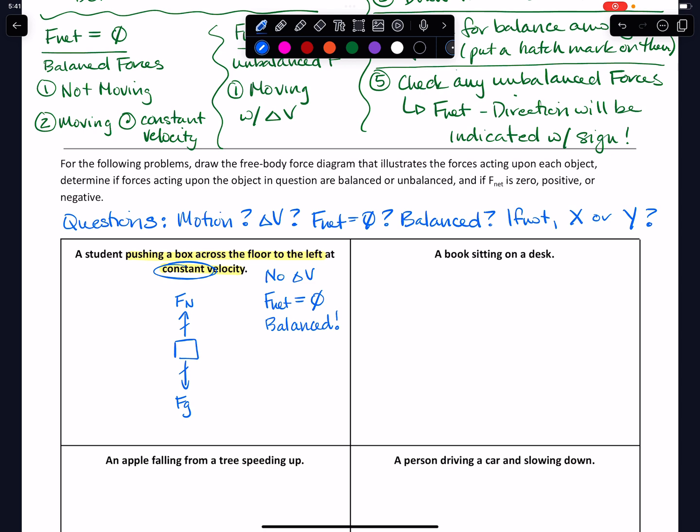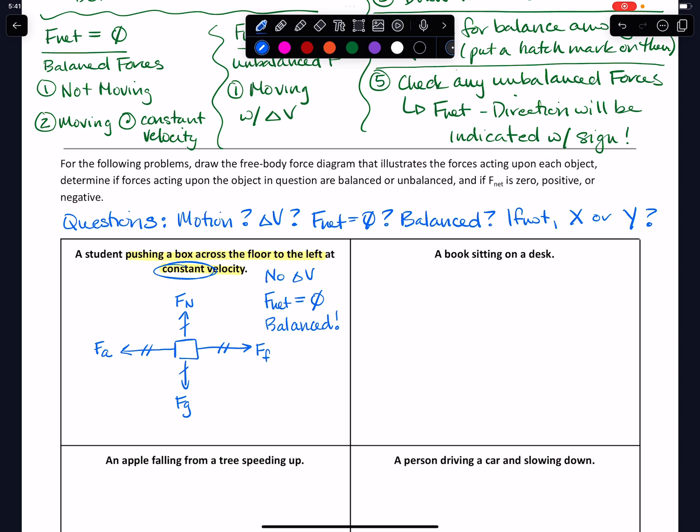Now, the description says we're moving to the left, so that means there is an applied force pointing to the left. And because we're moving at constant velocity, it must be balanced by an equal but opposite force to the right. Now the question is, what is this force? Because we're pushing a box across a floor, there's friction occurring between the floor and the box, and that is what opposes our pushing of the box. So these are equal but opposite, so they get hatch marks, but I'm going to put 2 to indicate they are not the same as the vertical forces.